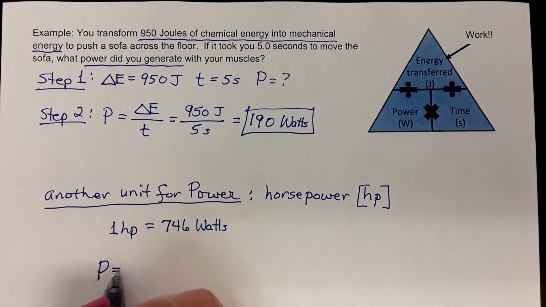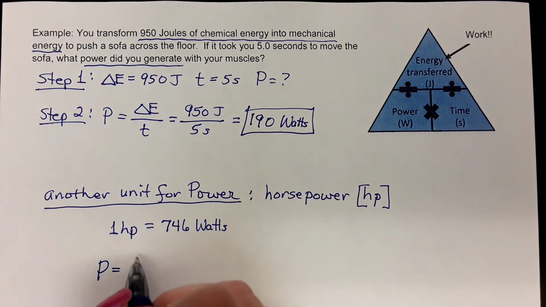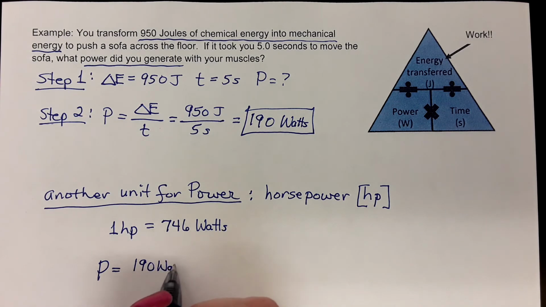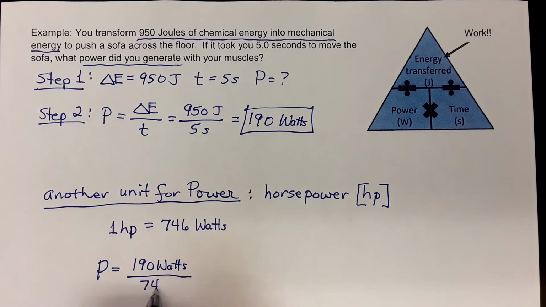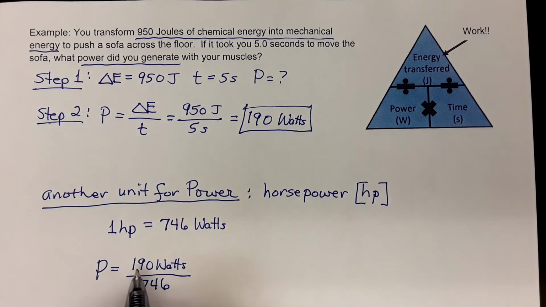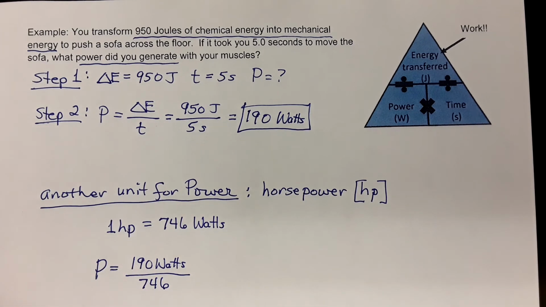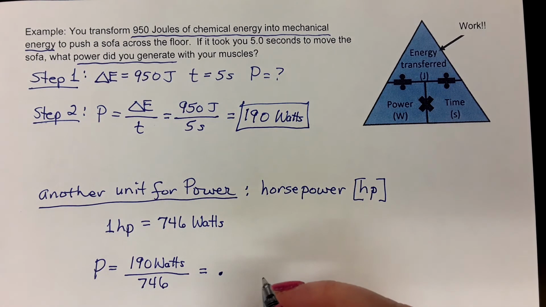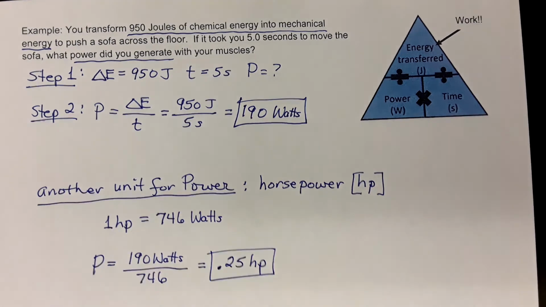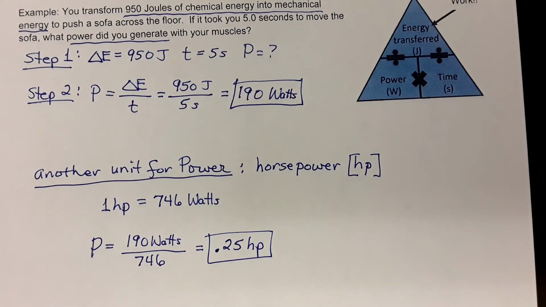So what we're going to do is we're going to take our power, 190 watts of it, and we're going to divide it into chunks of 746. Obviously, it's not going to even be a full chunk because we only have 190 watts, not 746. So if you put it in your calculator and divide, you find out that when you push that sofa across the floor in 5 seconds, you generated 1/4 horsepower. And that's pretty cool, huh? I think so anyway. Okay, so that's the end of the notes.